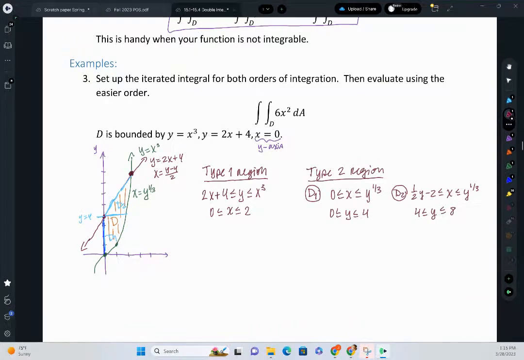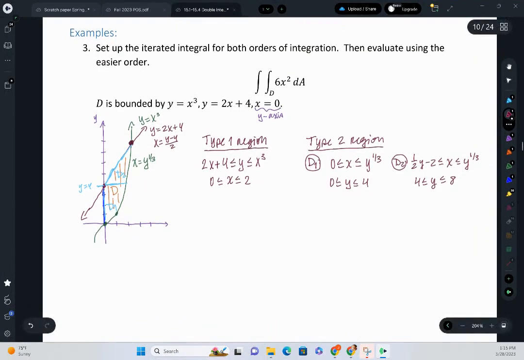We have to set up the iterated integral for both orders of integration. So let's do that. In the type 1 region, we would have the double integral over D of 6x squared dA is equal to the integral from 0 to 2, and then the integral from 2x plus 4 up to x cubed of 6x squared dy dx. So that's one way we could write it.